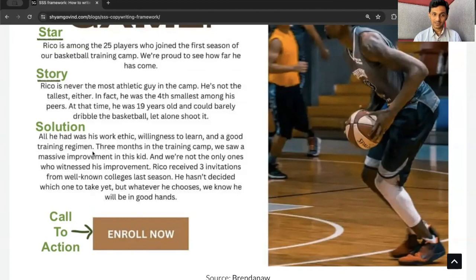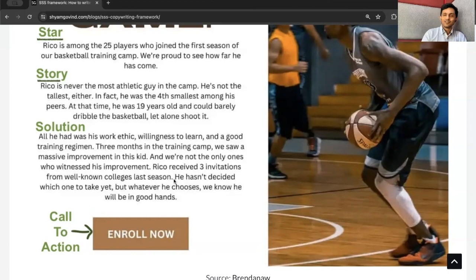So he is making us, the reader, ask ourselves, do you have good work ethic? Do you have the willingness to learn? And we will give you the good training regimen. Very subtly, it's not in your face. Then it says 3 months in the training camp, we saw massive improvement in the kid. And we are not the only ones who witnessed this improvement. And then they're also trying to tell you what you'll get with the solution. Rico received 3 invitations from well-known colleges last season. He hasn't decided which one to take yet, but whatever he chooses, we know he will be in good hands, right?